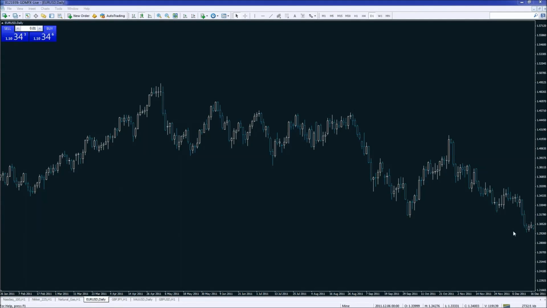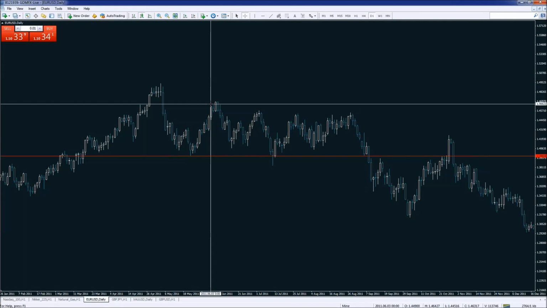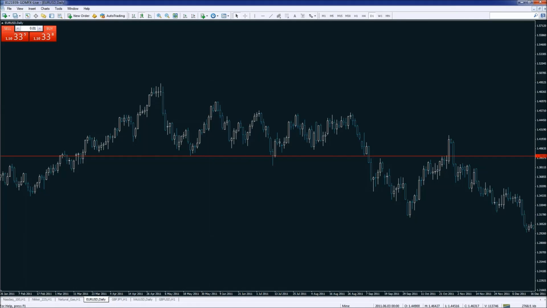So we can see from the example that you see in front of you, this is, as I mentioned, the euro-dollar chart, daily chart. Let's take this support level here, for example. Why is it a support level? Because after it actually bounced off from this particular level, the price retraced more than 50% up to 66% from a Fibonacci. Therefore, it's considered to be a major support level.